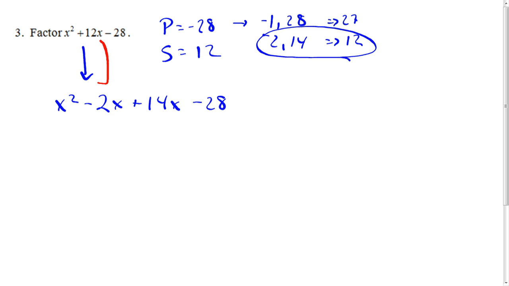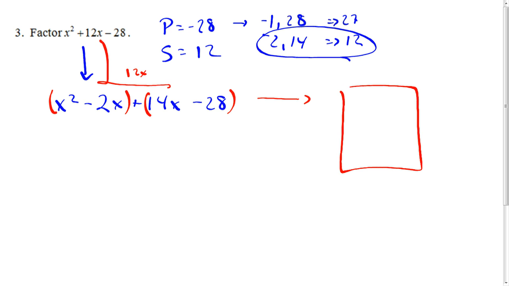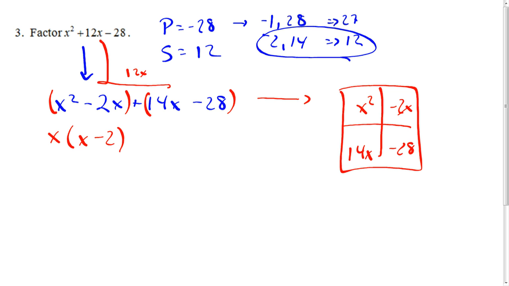Okay, so this 12x here, notice, is 12x. So if that's the case, I'm going to break this up. Or, you could do it this way. Either way works. I get x squared minus 2x plus 14x minus 28. But, so again, greatest common factor here, I can pull out an x, which leaves me with x minus 2. Here, my greatest common factor is 14. So that leaves me with x minus 2.